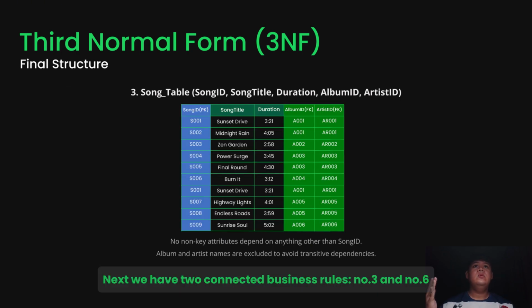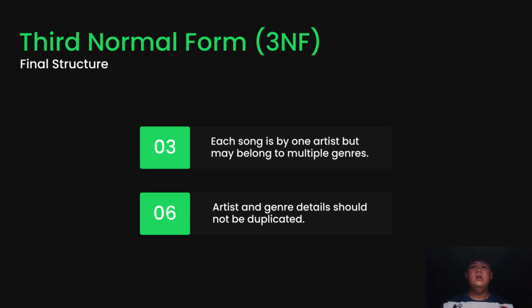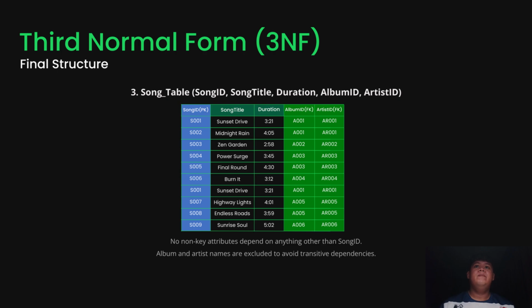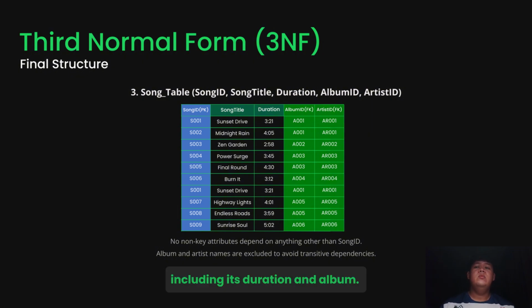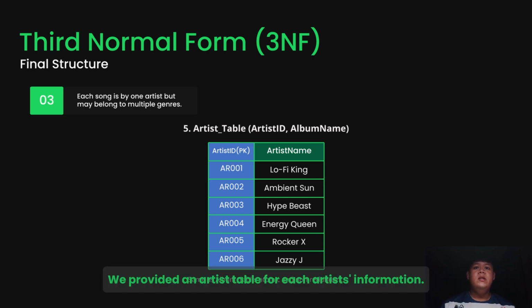So next, we have two connected business rules, number 3 and number 6. Each song is by one artist but may belong to multiple genres, but artist and genre details should not be duplicated. With the song table, we have sufficient information for each song, including its duration and album. But for clarification, we provided an artist table for each artist's information, connected, and completed the third business rule.